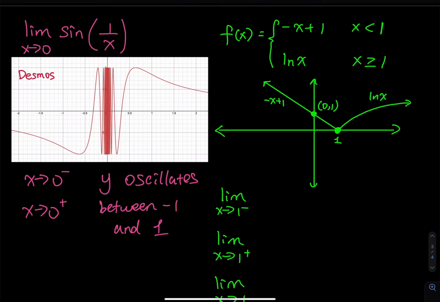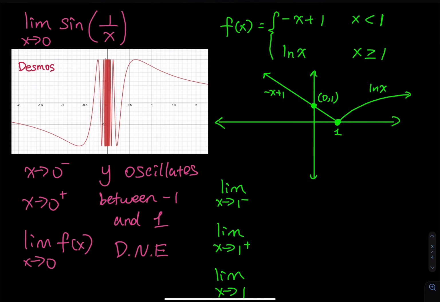So therefore, we say the limit as x approaches 0 of whatever the function is does not exist. Alright, so let's take a look at the last one. The last one, we have a piecewise function. f of x is equal to a linear function, -x plus 1, when x is less than 1, and the natural logarithm ln x when x is greater than or equal to 1.